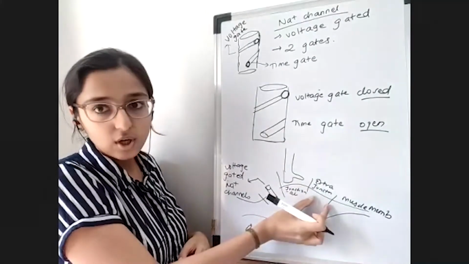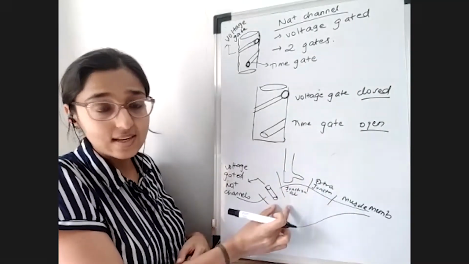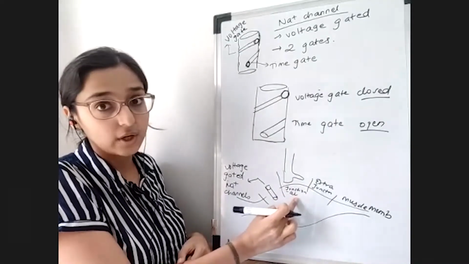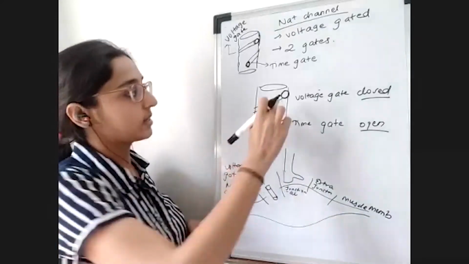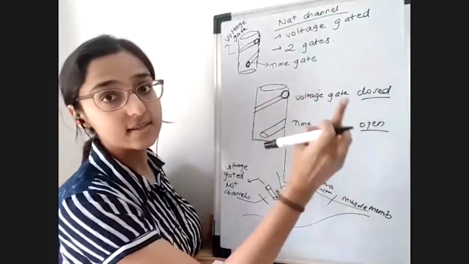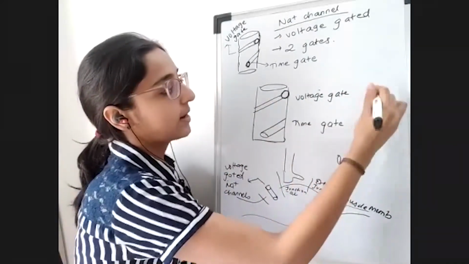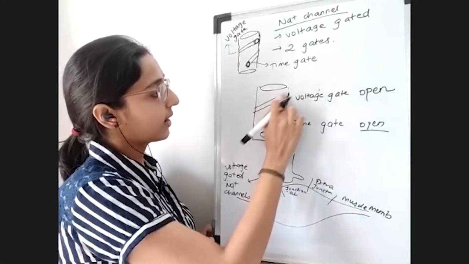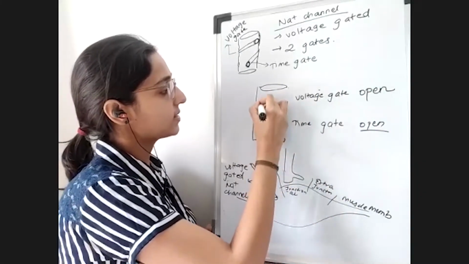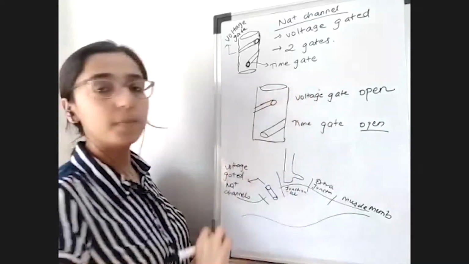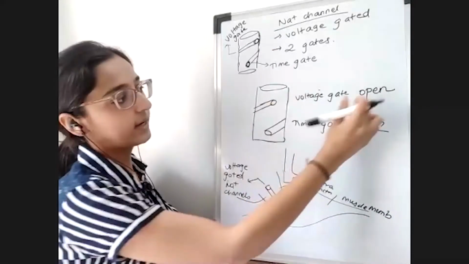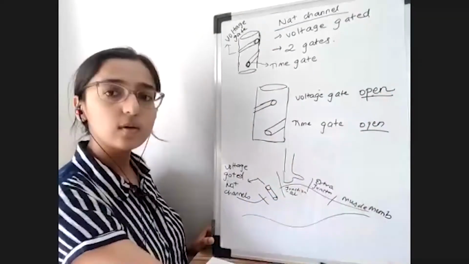The extrajunctional region of the muscle membrane will sense that there is a voltage change, that depolarization is occurring in the junctional region. The voltage gate has sensed it, so the voltage gate will now open because it has sensed. Our time gate was already open, and the voltage gate is now open.